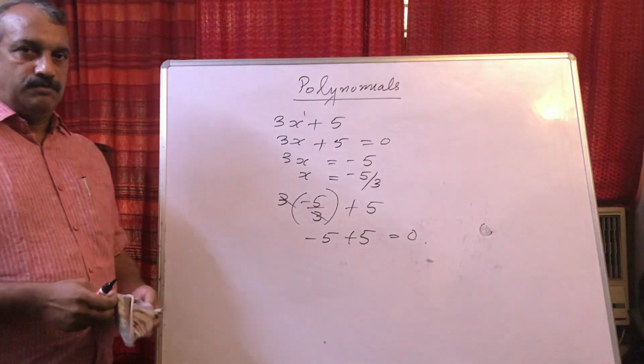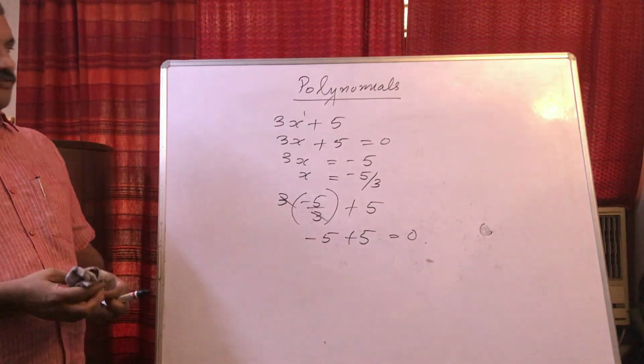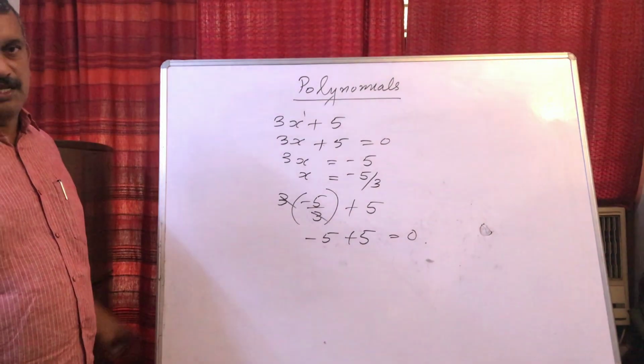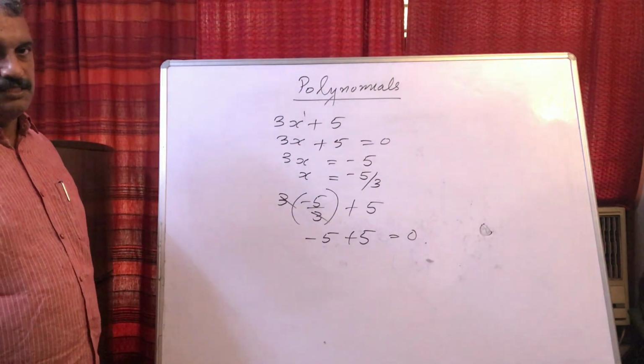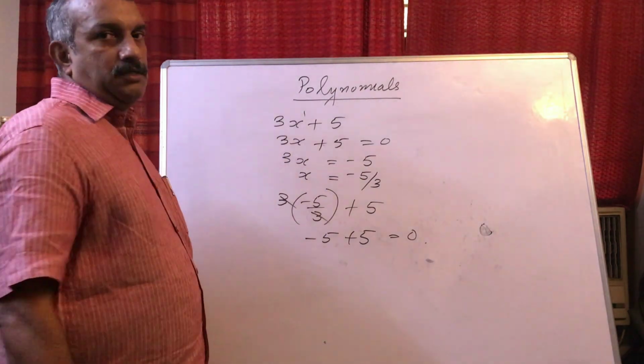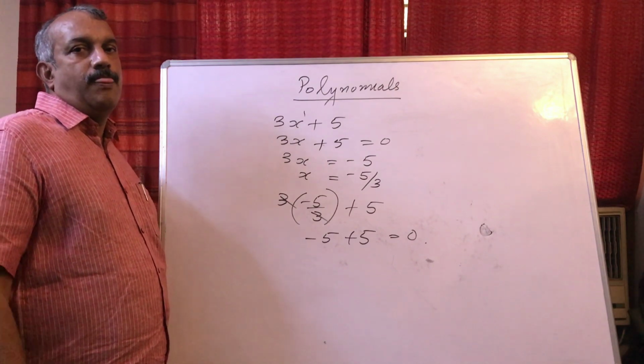So first of all, an algebraic expression is a polynomial if the powers of the variables are positive integers or 0. Then the degree of a polynomial is the highest power of the variable.